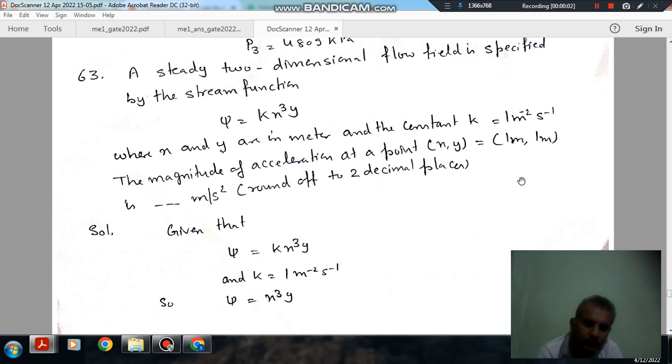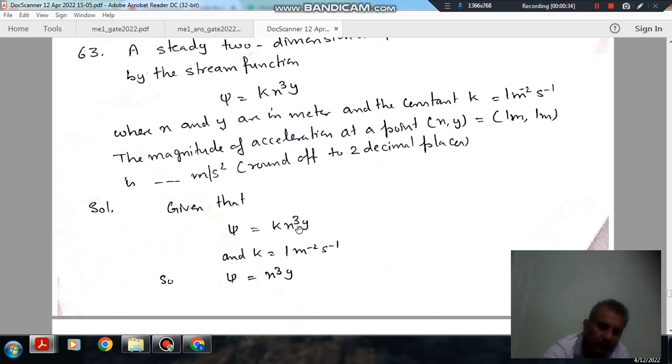Hello, welcome again. We are solving GATE 2022 Mechanical Engineering Paper 1, question number 63. A steady, two-dimensional flow field is specified by the stream function psi equal to k x cube y, where x and y are in meters and constant k is 1 per meter square per second. The magnitude of acceleration at point (x, y) equal to (1 m, 1 m) is dash meter per second square. Round up to two decimal places.